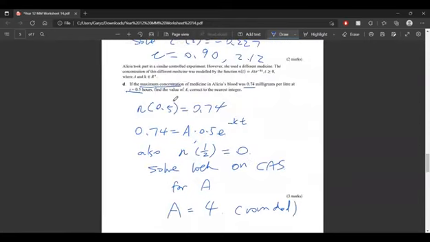And finally, if the maximum concentration is equal to that, we need to find the value of A. So there's 2 equations here. First of all, n of 0.5 is equal to 0.74. So that kind of goes to this. The second is n dash of a half is 0 because we know that's the maximum concentration, aka turning point. We just solve these 2 simultaneously on CAS for A, and we get A is equal to 4. Of course, that's after we round it to the nearest integer.